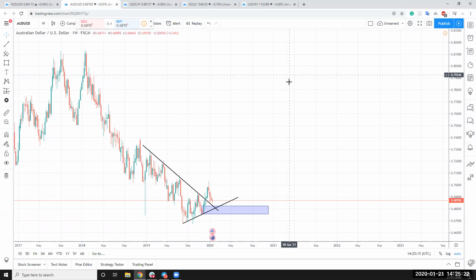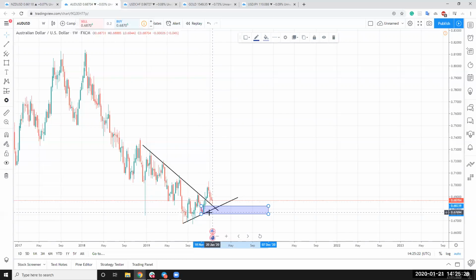AUDUSD retest. So you can see that we took out the high, we came back. This is where, if it were to come back to go higher, this is where it should come back to go higher. This is a retest of a trend line as well. So we've got two trend lines on the block. That's a very nice setup.